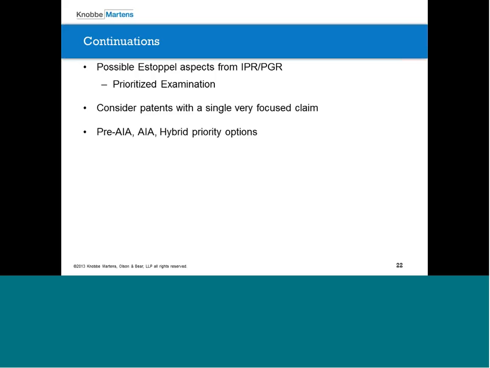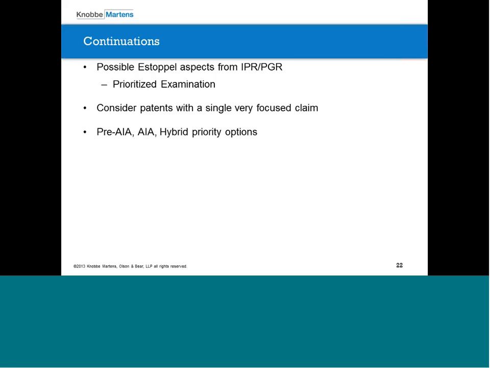Also, another way of minimizing the impact of IPR and PGR that will be going on at the same time is to have a couple of patents and file them in continuations as very focused claim sets, single claims, clearly valid, so that it's more difficult to drag them into the IPR and PGR proceedings, and it's a bit safer from all the other complexity that's going to be happening.